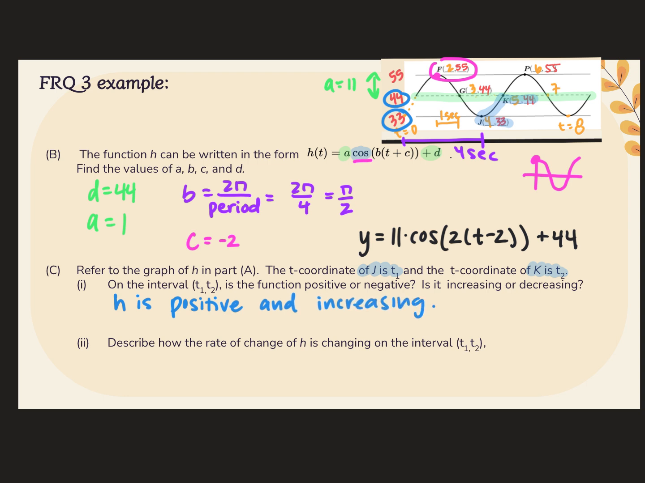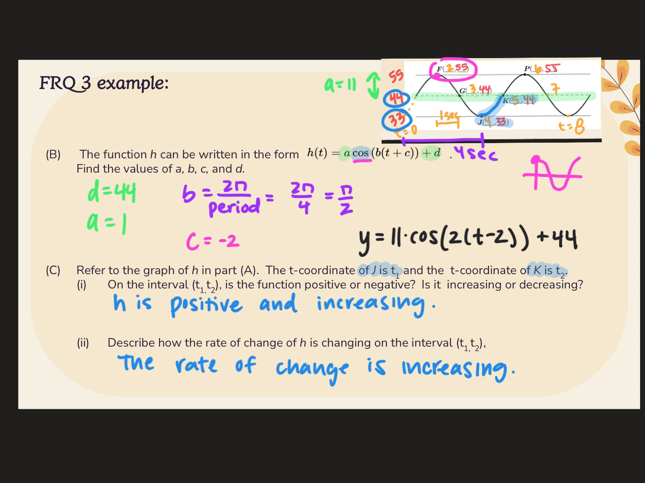Lastly, it says describe how the rate of change is changing. So not just is the rate of change positive or negative, but is it increasing or decreasing? So we see our shape here from J to K is concave up. That tells me that the rate of change is increasing. You could also say the rate of change is getting more positive.